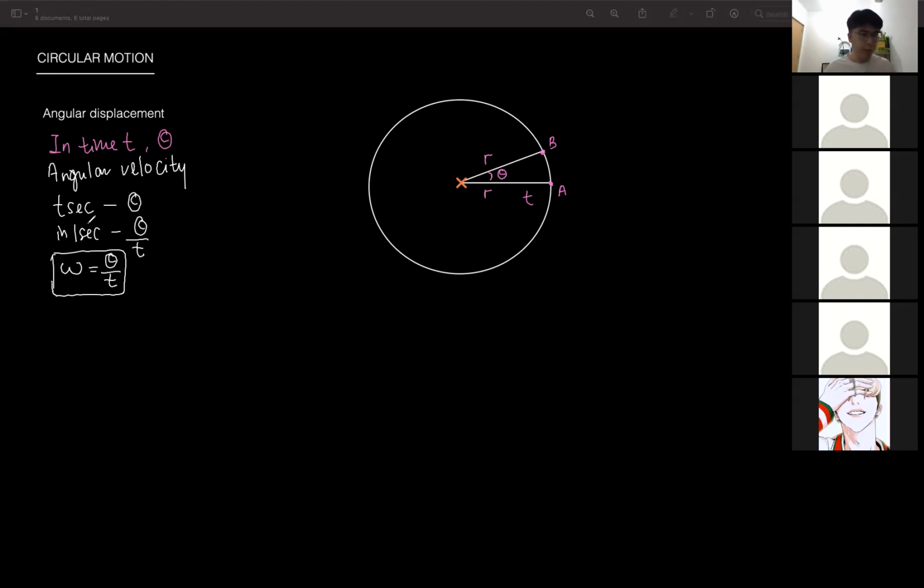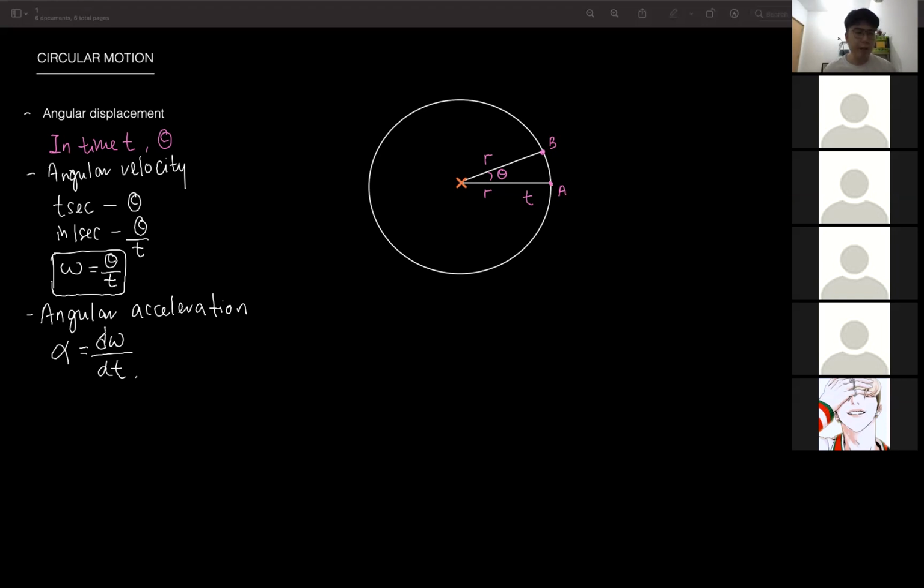Now, angular displacement, angular velocity, and then we have angular acceleration. What is acceleration? It is the change in velocity. So angular acceleration is the change in angular velocity. Sometimes they use the symbol alpha. Alpha, the angular acceleration, equals d omega over dt.